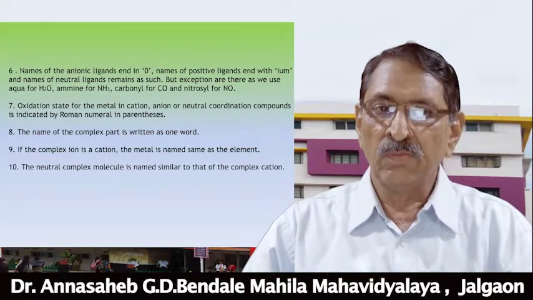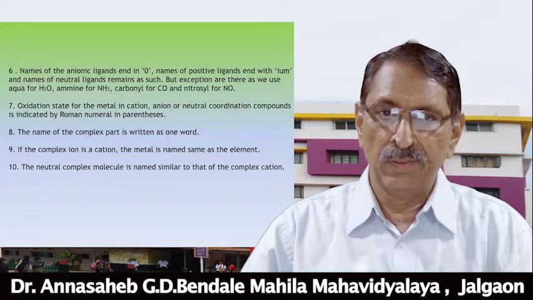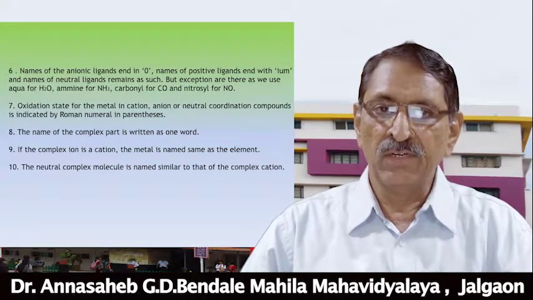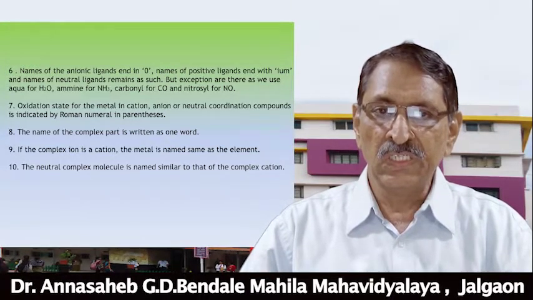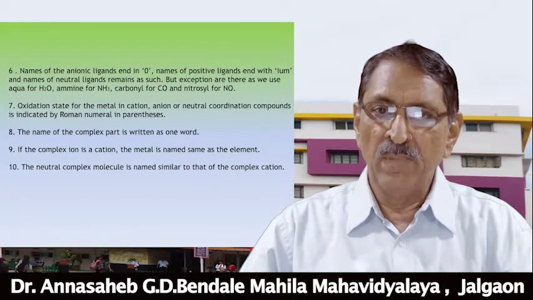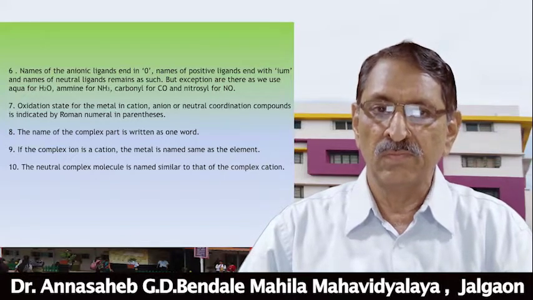Now, we have to discuss the next rule, that is the oxidation state of the metal ion. The oxidation state of the metal in a cationic, anionic or neutral coordination compound is indicated by a Roman numeral in parentheses. That is, the oxidation state of the metal ion is written in parentheses after its name. The next rule is that the name of the complex part is always written in one word.